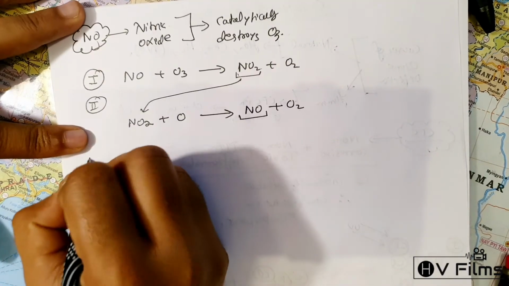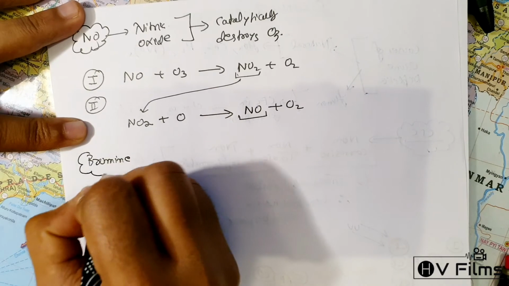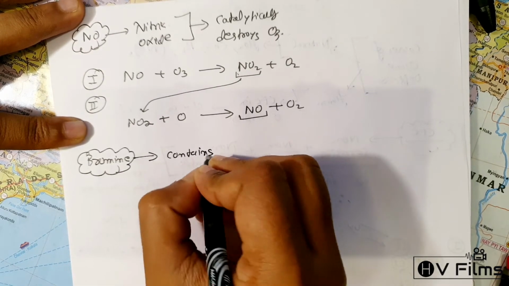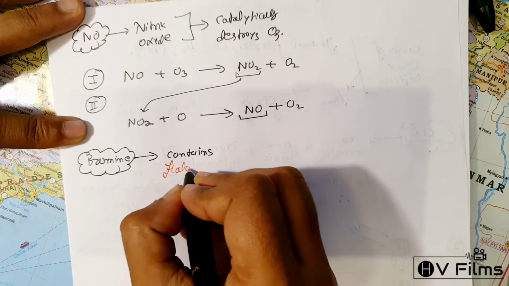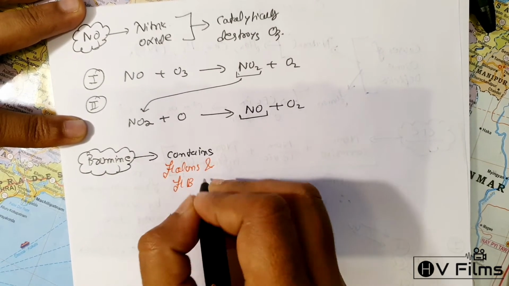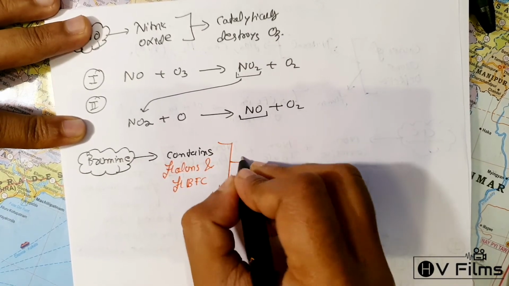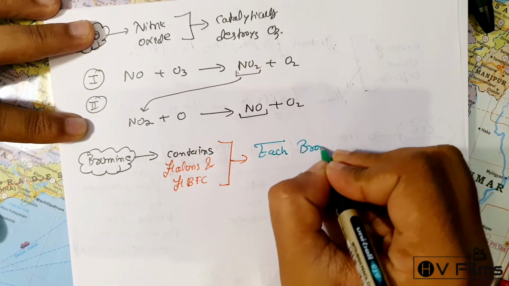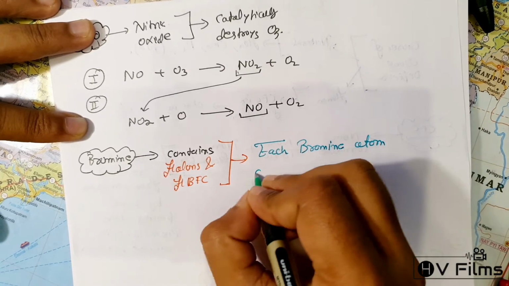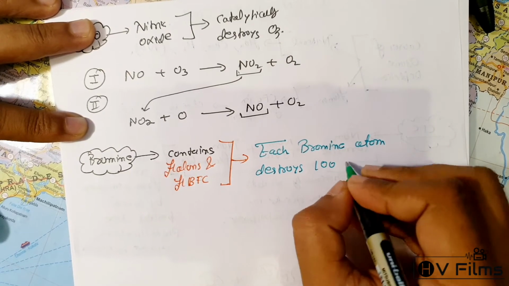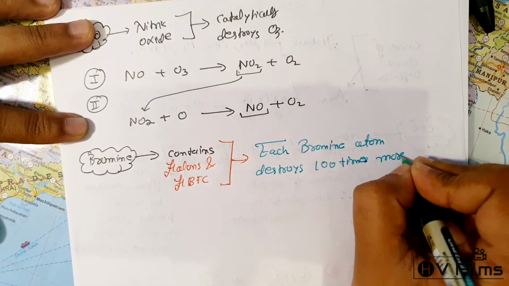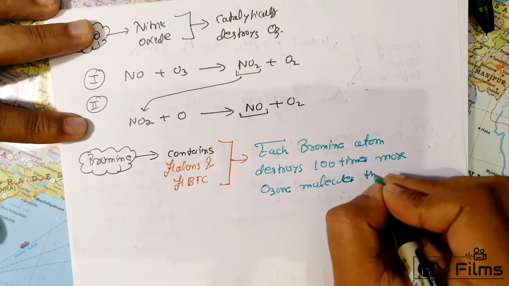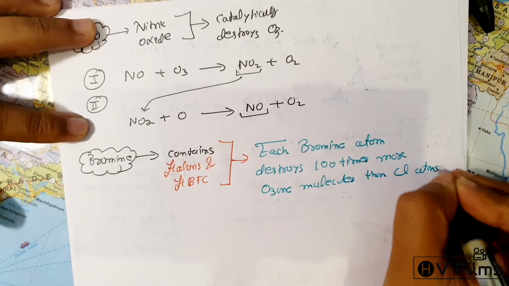The third gas which plays a role is bromine. Bromine contains halogens and hydrofluorocarbons, and because of this, each bromine atom destroys 100 times more ozone molecules than a chlorine atom. So this is actually more dangerous than the previous two.